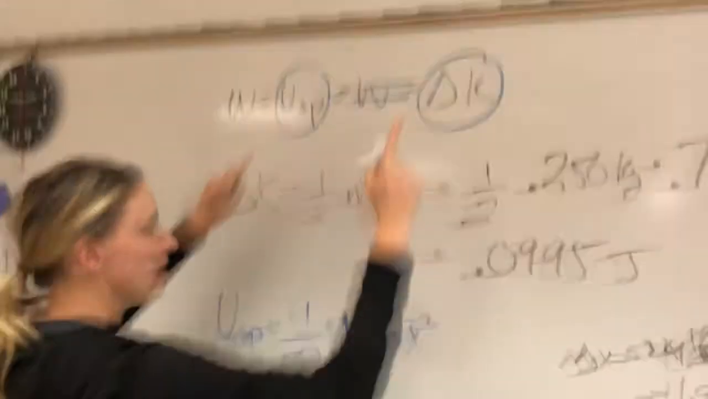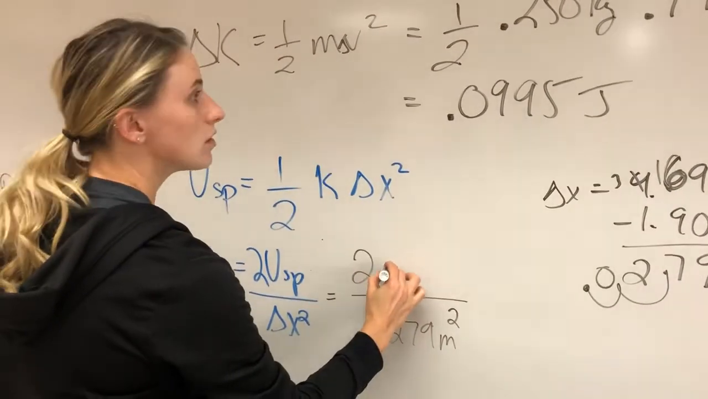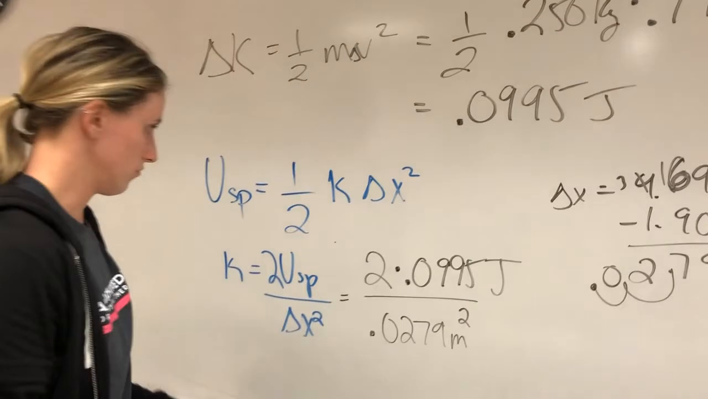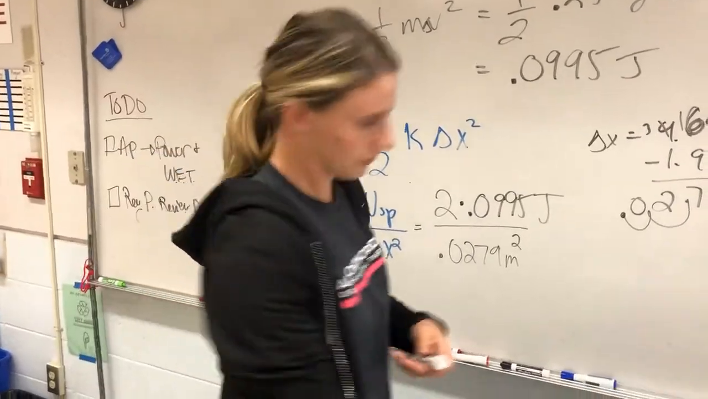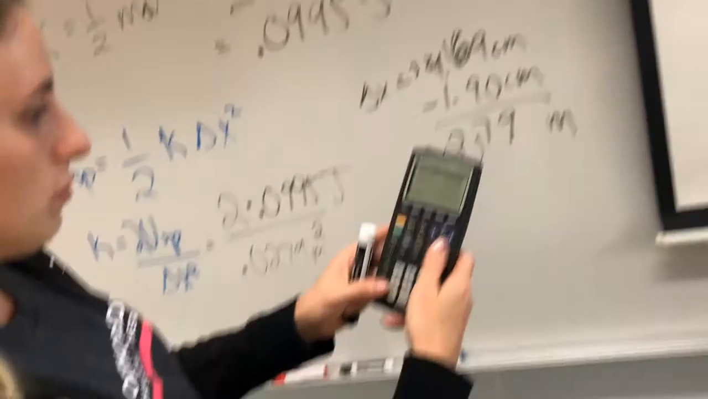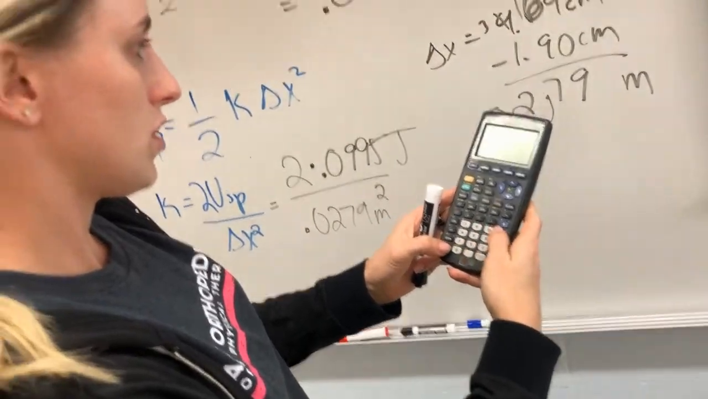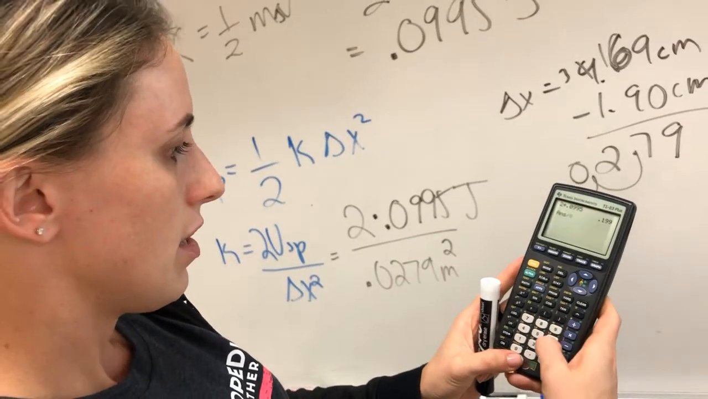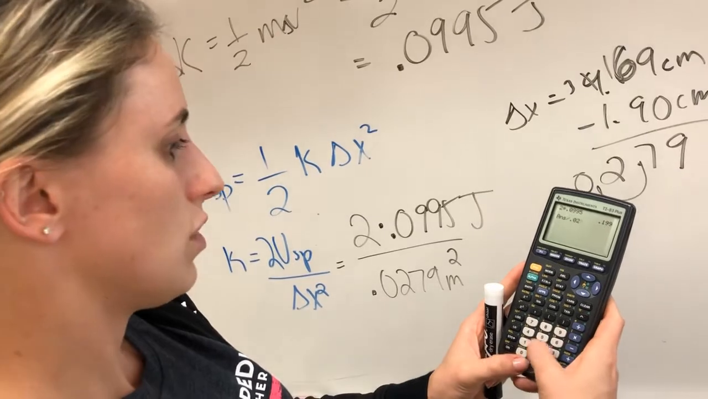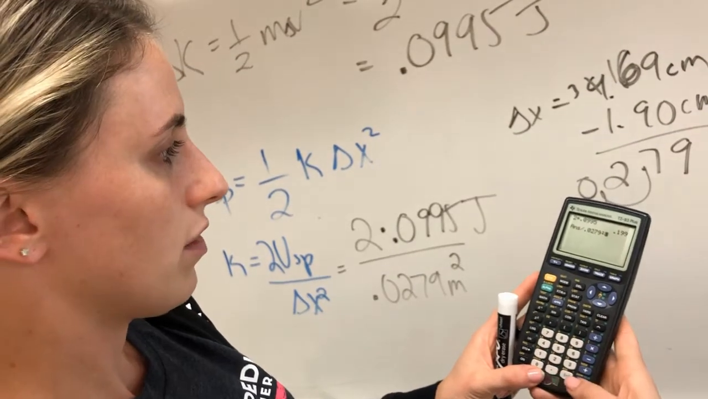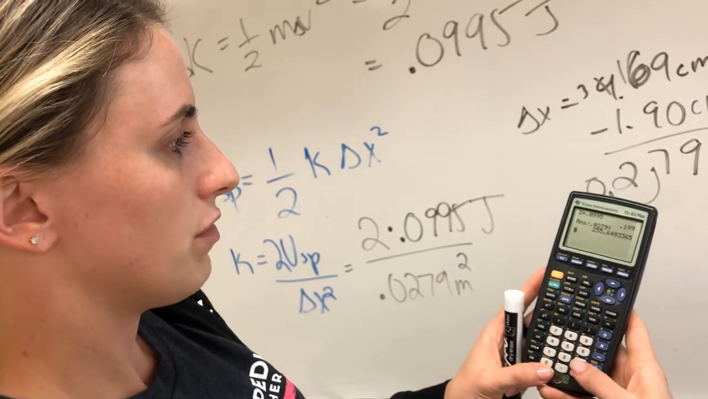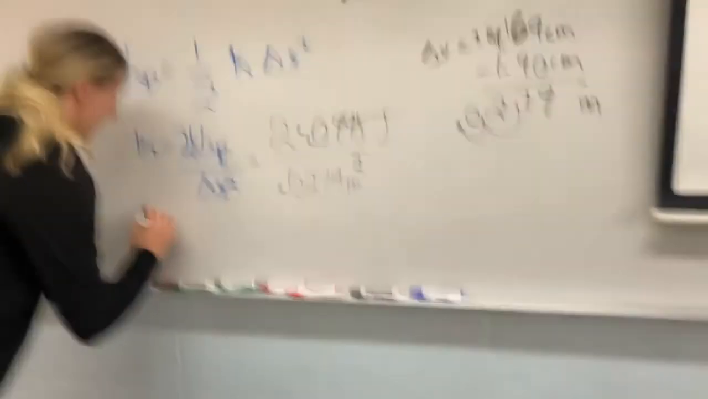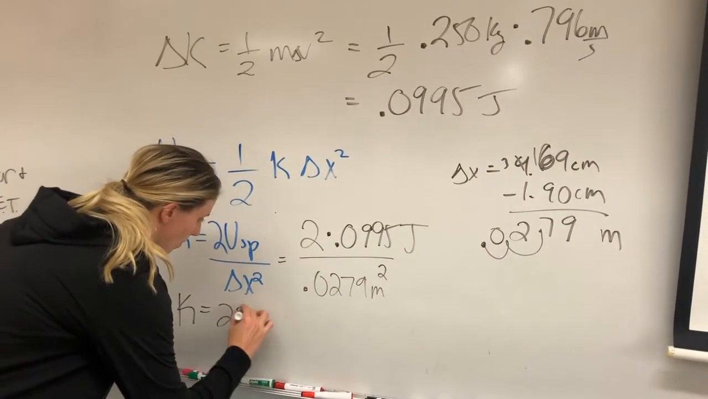This equals this. So we get to use this number. Okay, let's do it. So 2 times 0.0995 divided by 0.0279 squared. Should get a big number. Yeah, we'll call it 256. 256, and the units are going to be newtons per meter.